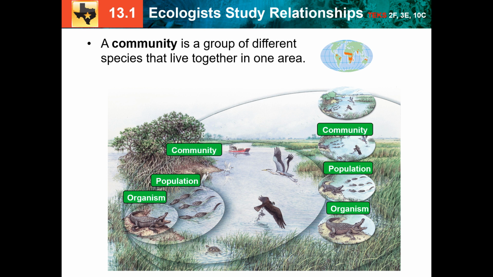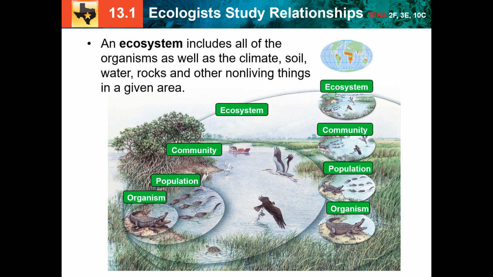Then the third level is a community. A community is whenever you take all the different populations, so the alligators, the different types of fish, the different types of plants, and you combine them all together. So we have these different kinds of birds. Looks like we've got a boat here with some people on it. So once you combine all the populations together, you make a community.